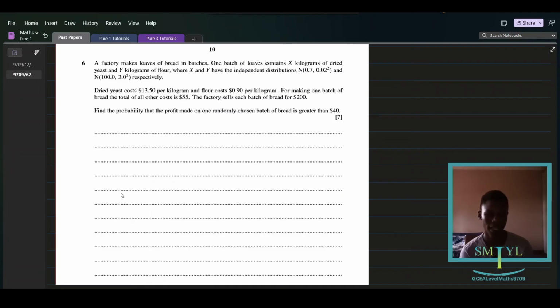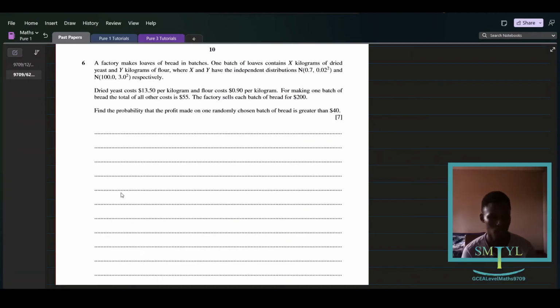Number 6. A factory makes loaves of bread in batches. One batch of loaves contains X kilograms of dried yeast and Y kilograms of flour, where X and Y have independent distributions. The first one is the normal distribution with mean 0.7 and variance 0.02 squared, and the second one is the normal distribution with mean 100.0 and variance 3.0 squared.